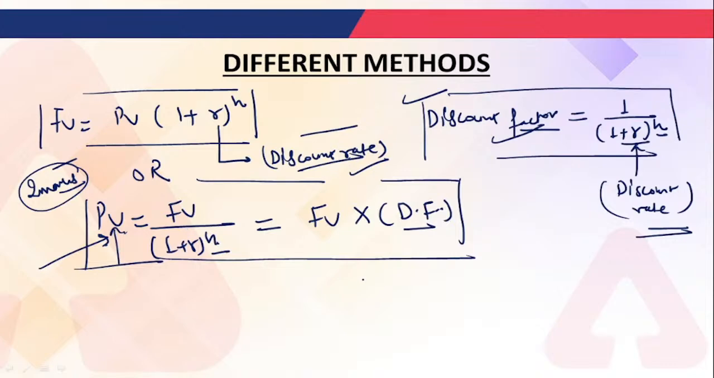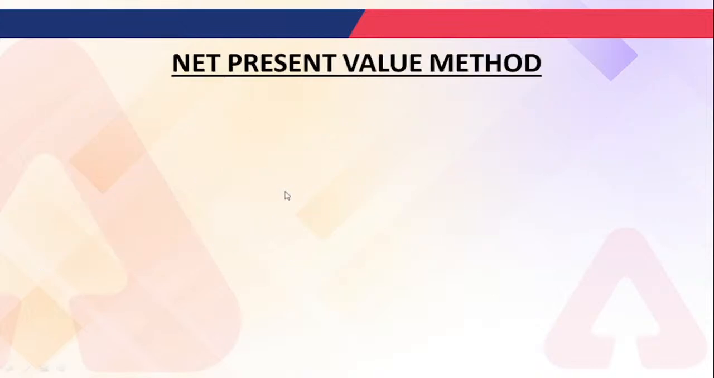In the examination, we get confused between the discount factor and the discount rate. Suppose the discount factor is given, and we think it is the same as the discount rate, but it is not. The discount factor is equal to 1 divided by (1 plus r) to the power n, where n denotes the number of periods. That is the formula. Now the next thing: we are covering the net present value method, and we will briefly understand this net present value method.